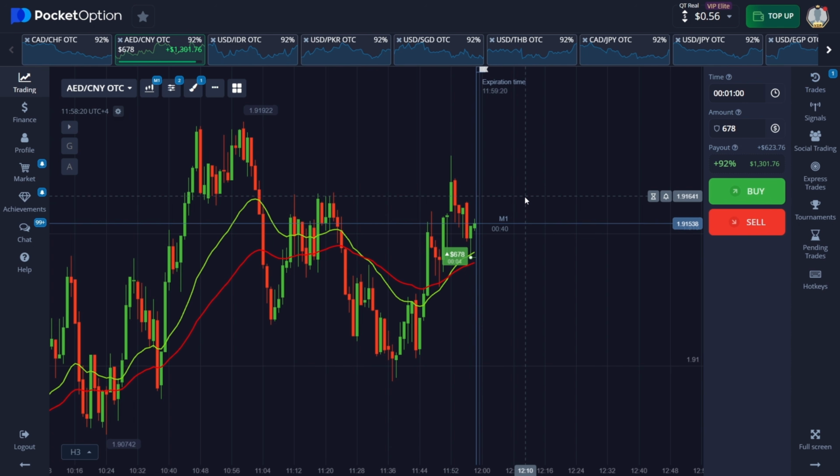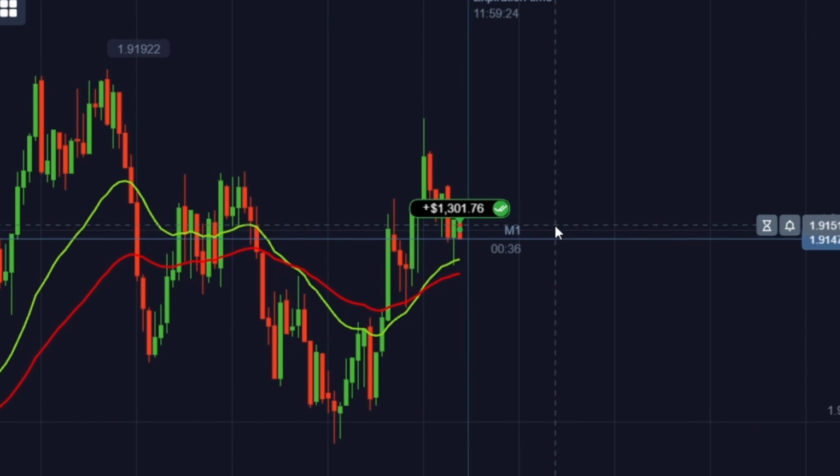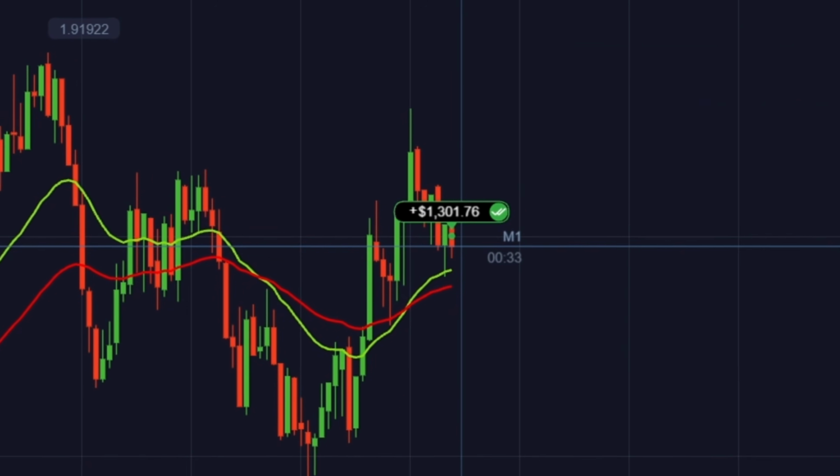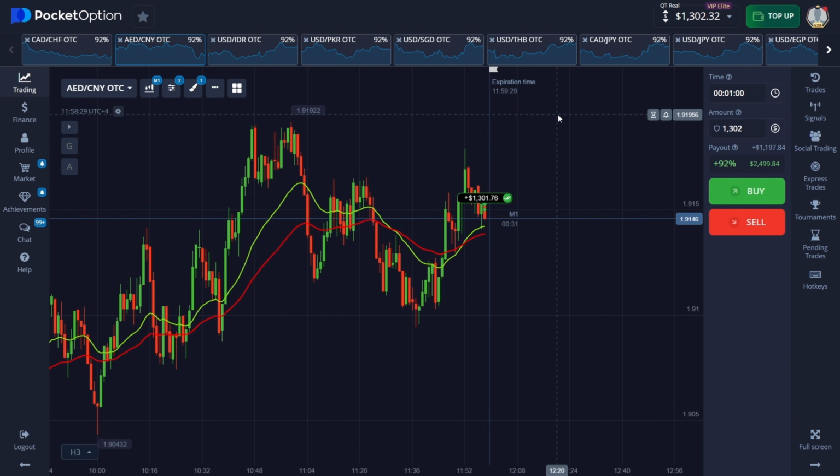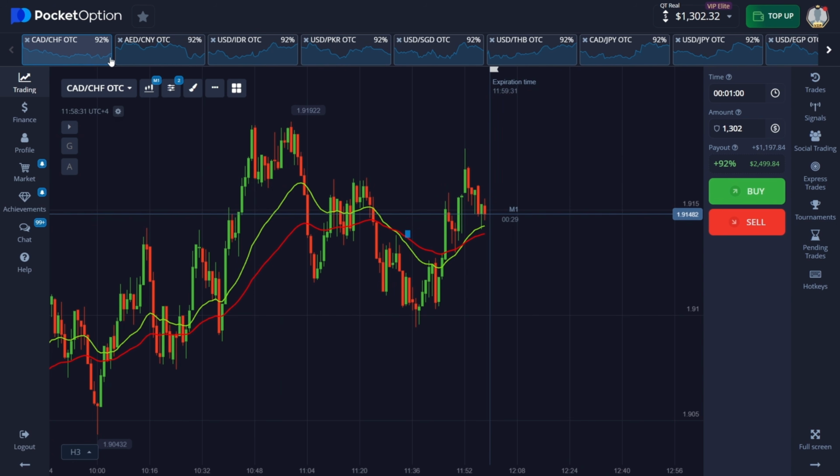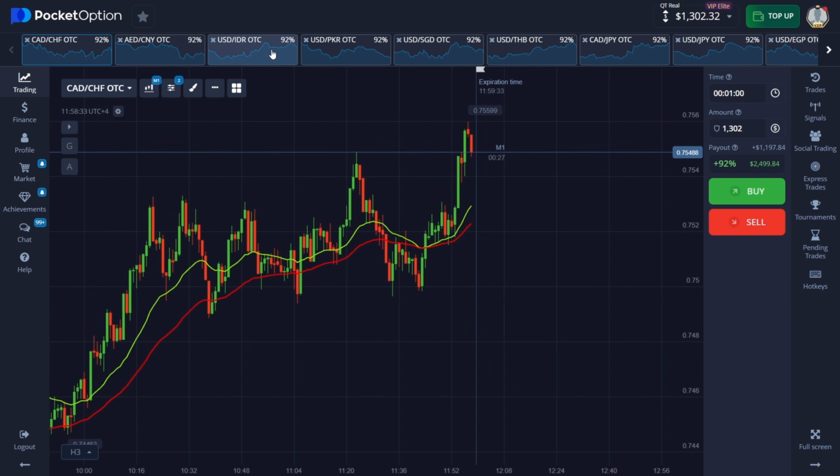With only a few seconds left, I won another trade. Now my balance has turned into $1,302. Let's find a trade for $1,302 on currency pairs for this compounding session.